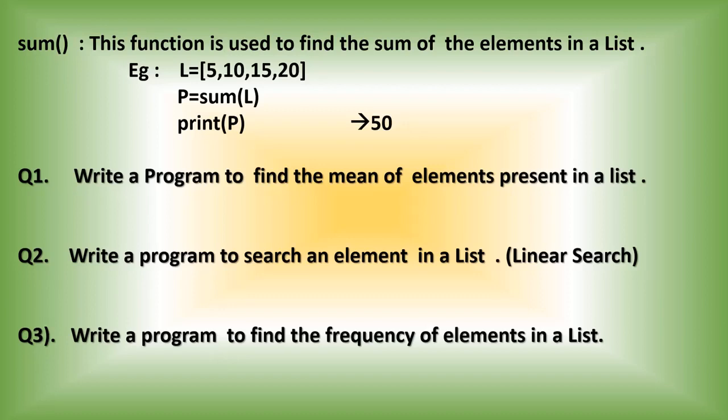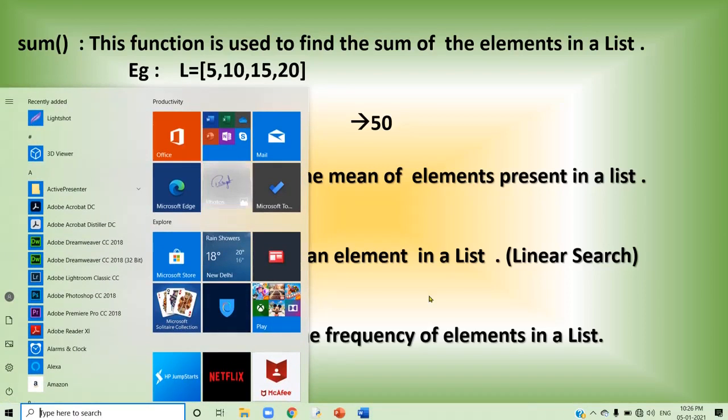Write a program to find the mean of elements present in a list. What do you mean by mean? Mean means the average of the elements present in a list. Average means first you have to find out the sum of the elements and divide by the total number of elements. Sum you can find out either by using the sum function or without using the sum function also we can find out the sum. So that we can try out here.